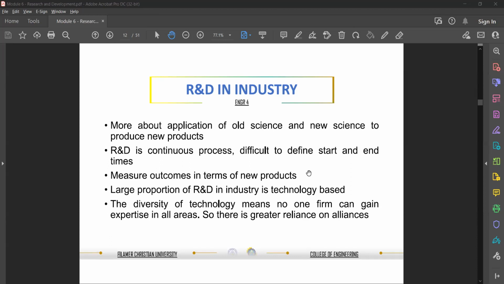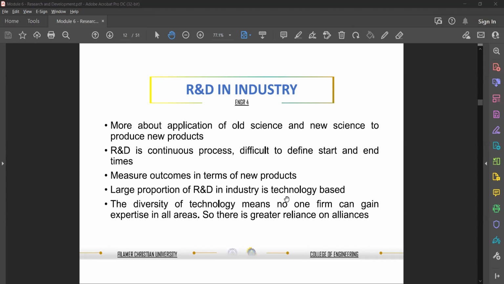So imagine that. In industry, research and development measures the outcomes in terms of new products. And a large proportion of R&D in industry is technology based. Okay, so it's more on technology based in industry. Maybe some of it is commercial based, just like consumer products like cereals, shampoo, toothpaste, soft drinks, di ba?